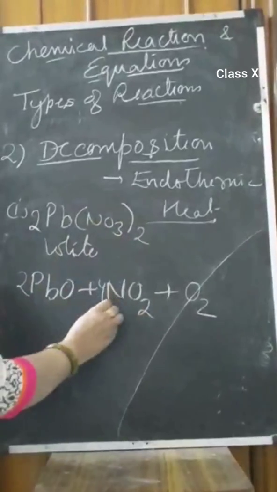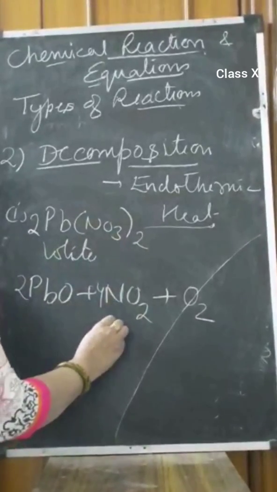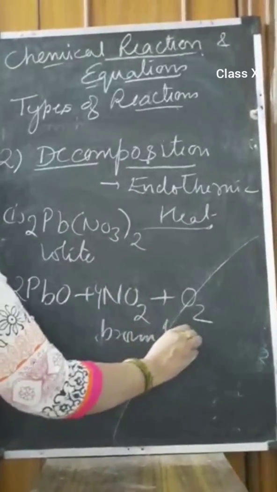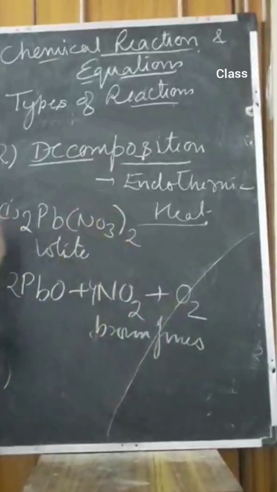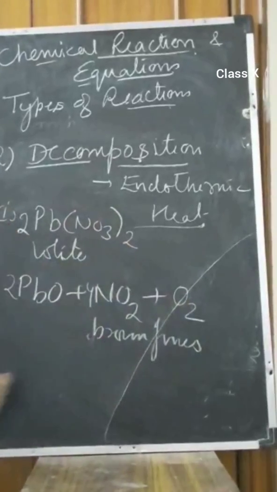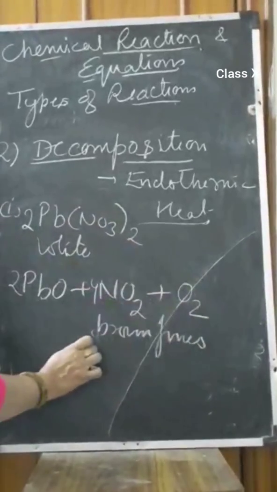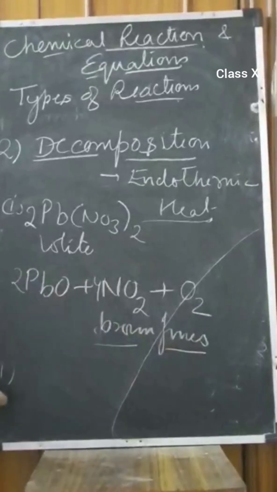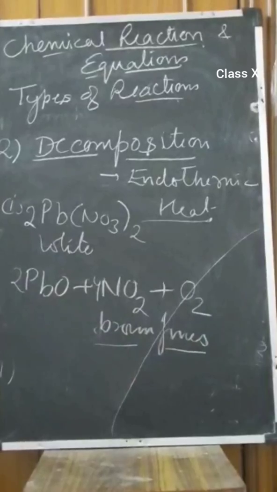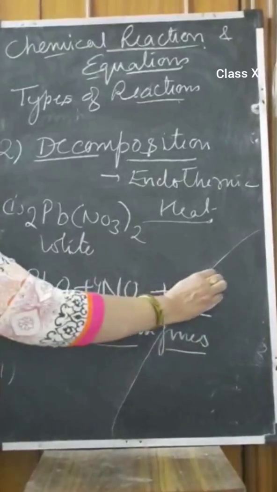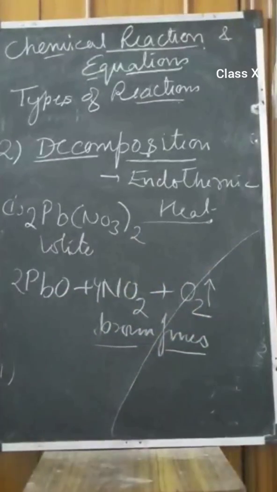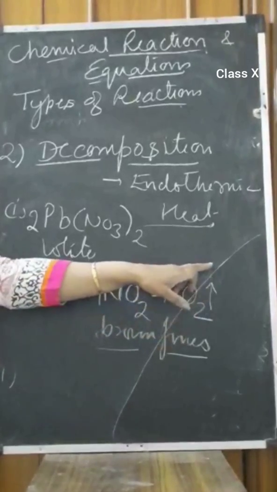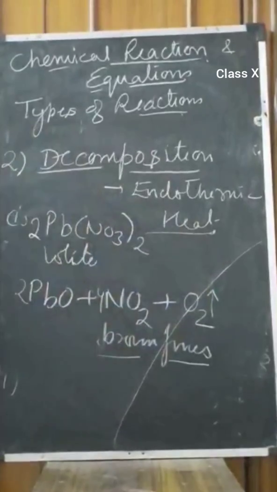Now, this is the formation of brown fumes. So whenever brown fumes form after heating lead nitrate, that means the reaction is complete. Many questions will be asked based on this, which you will get in the assignment that I will send later on. So this is the arrow. Why have I kept the arrow over here? An upward arrow means the liberation of gas.